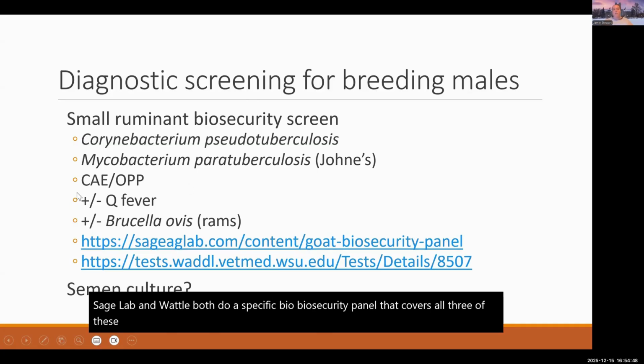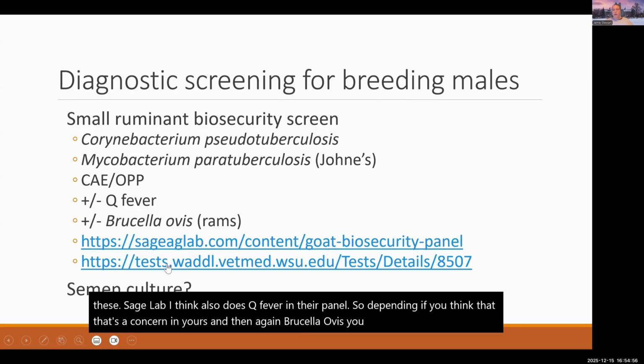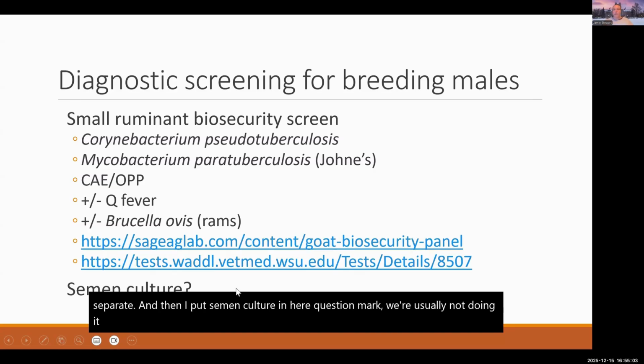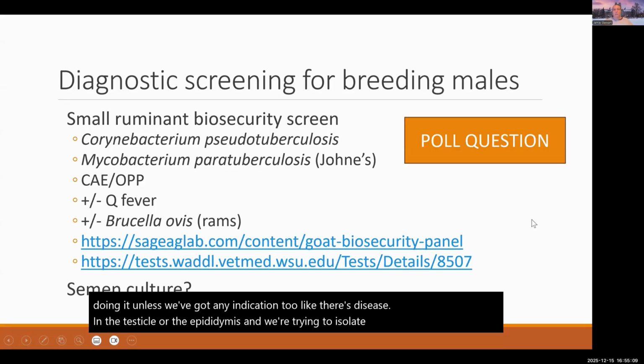Sage Lab, I think, also does Q fever in their panel, so depending if you think that that's a concern in yours. And then again, Brucella ovis, you can usually add that on separate. And then I put semen culture in here, question mark. We're usually not doing it unless we've got any indication to, like there's disease in the testicle or the epididymis, and we're trying to isolate the organism.